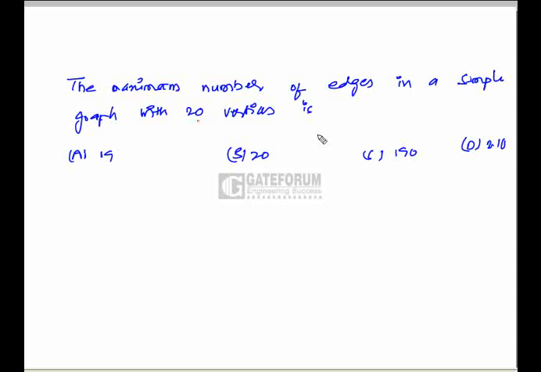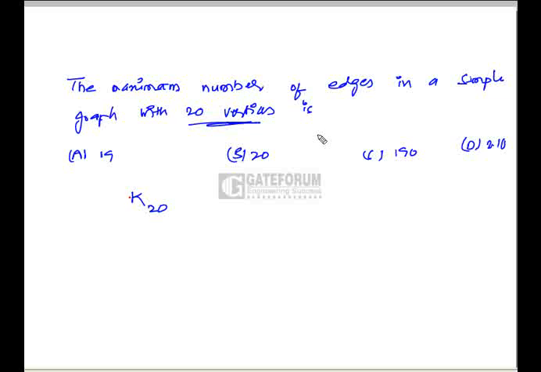Here a graph with 20 vertices is given, and we have to find the maximum possible number of edges in the graph. For the number of edges to be maximum in a graph, that graph should be a complete graph, and here the number of vertices is given as 20. So in order to get the maximum number of edges, the graph should be a complete graph with 20 vertices.